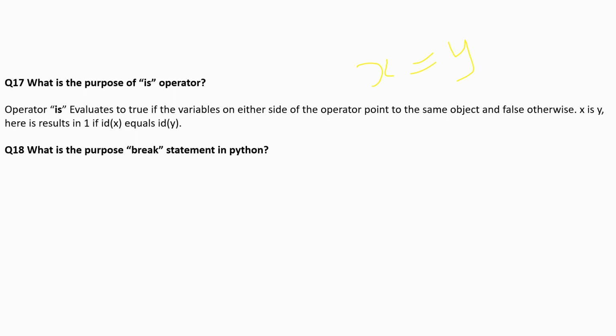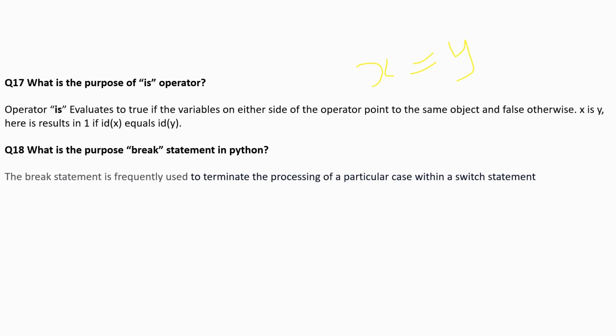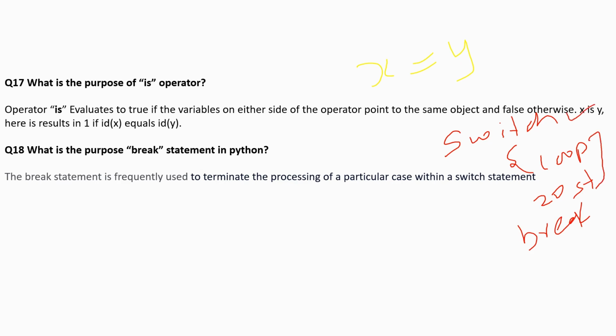So this question says, what is the purpose of the break statement in Python? The break statement is frequently used to terminate the processing of a particular case within a switch statement. Python is a high-level programming language. For example, under a switch statement, say you perform certain functions, like you want to run a loop and keep doing it until it achieves 20 steps, and after 20 steps it should break. So the switch is a keyword, the loop is what you want to achieve, and after that it should break. After 20 repetitive tasks it should break. This is what the break statement says in Python. Now, as a network engineer, where I have to use it, I will explain in this diagram, or in the later part of these questions.